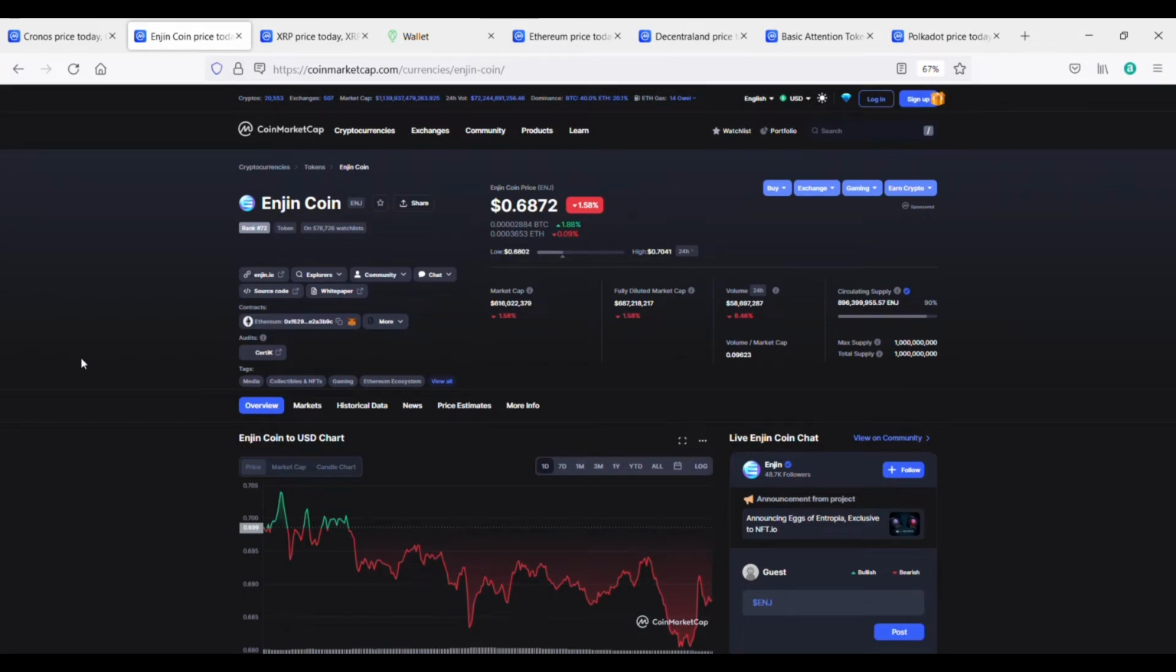They've got strong partnerships, and I only see big things coming for Engine. And like I said, it's one of those crypto gems that's just super undervalued right now, and it's one you want to get in on.